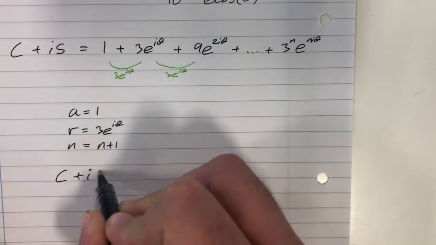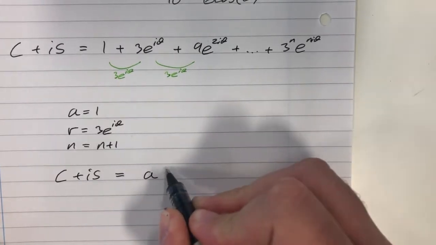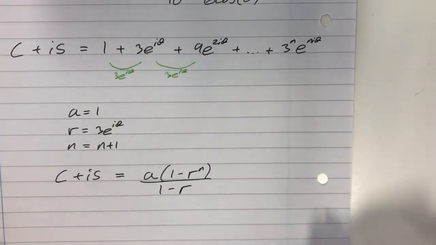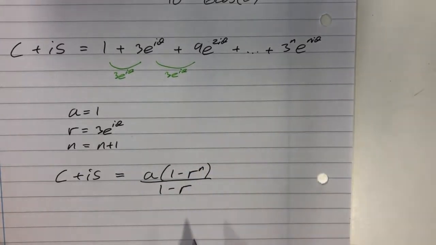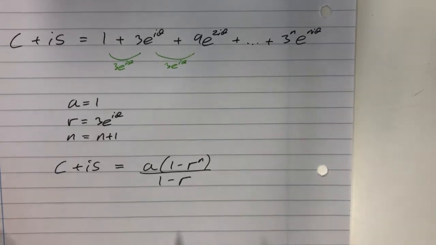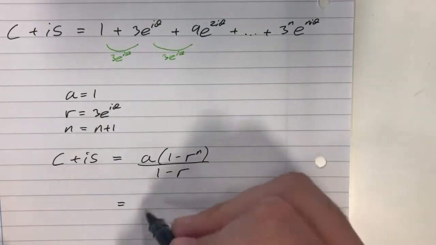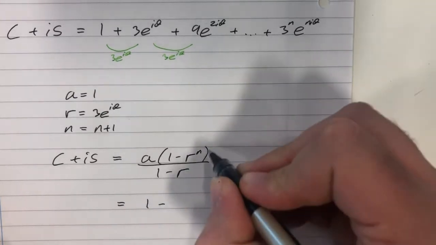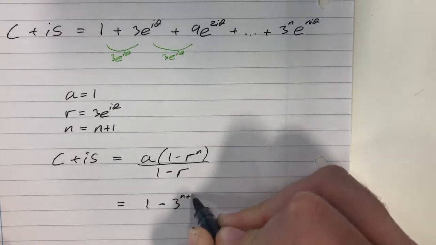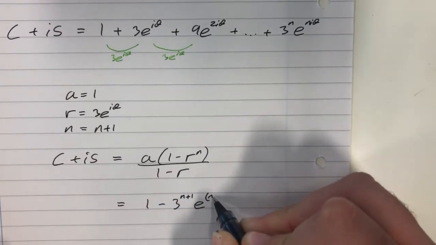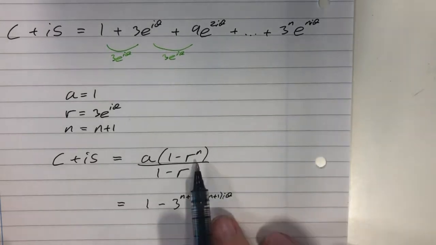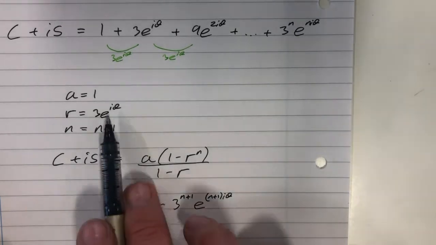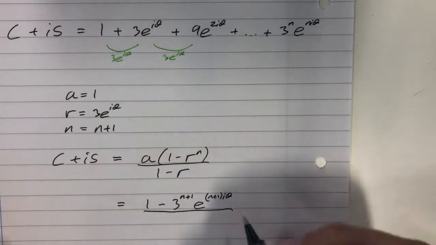So therefore C plus iS is equal to a into 1 minus r to the n over 1 minus r. Okay, that's the formula for geometric series for finite number of terms. Plug this in, we'll get 1 into 1 minus r to the n, so that's going to be 3 to the n plus 1, e to the n plus 1 i theta. Okay, so that's r to the n, bearing in mind n here is actually n plus 1. So 3 to the n plus 1, and that's to the n plus 1, divided by 1 minus r.